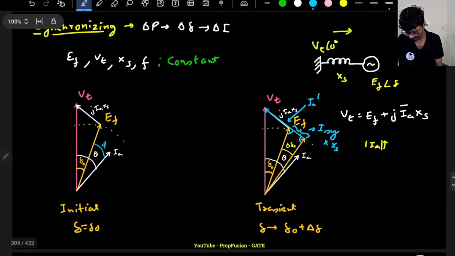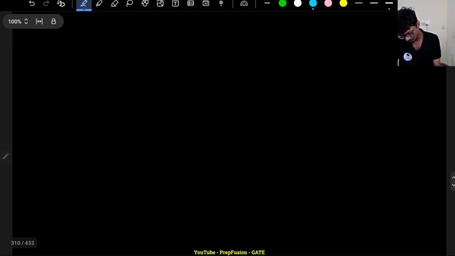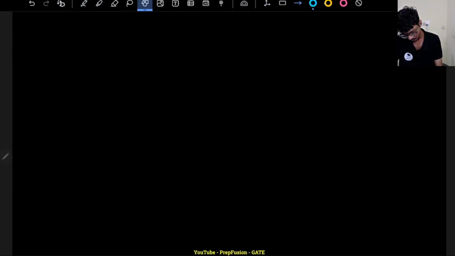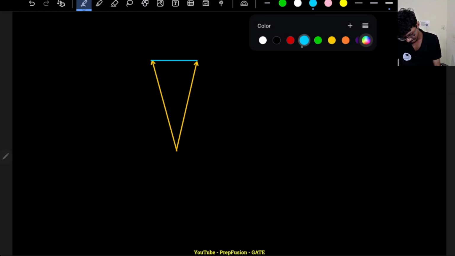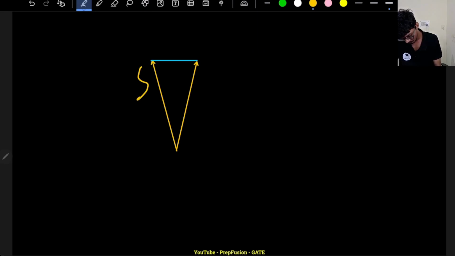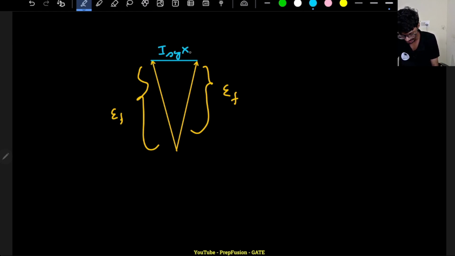So if I draw this triangle here perfectly, if I draw it in a better manner, this will be the triangle, and this is the line. So this length is EF, this length is EF, this length is EF, and this length is the additional current, that is ISY into XS.